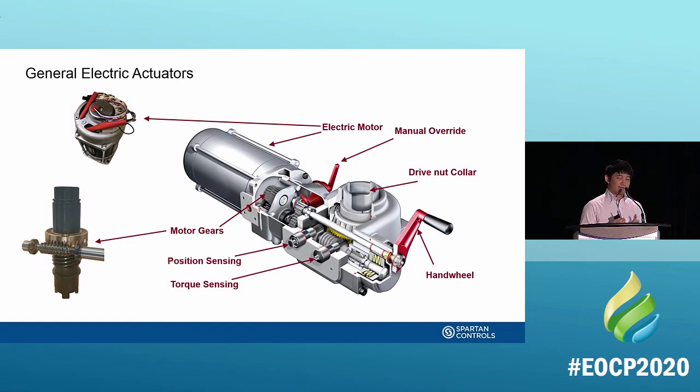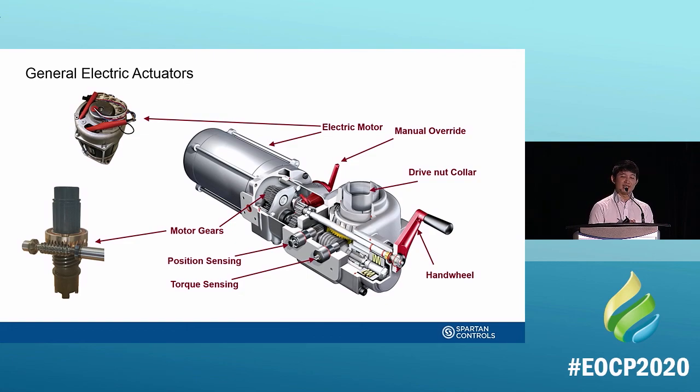Just going over the general parts of an electric actuator. An electric actuator will always have a motor, so you can see there an electric motor. It's connected to motor gears, which give you the mechanical advantage to get that torque. Oftentimes, that mechanical gearing will be connected to a worm gear or spur gears that are connected to some sort of drive nut or stem nut, which is connected to your valve. With electric actuators, as opposed to pressure-loaded actuators, you wouldn't know when the valve has opened or closed unless you have some sort of position sensing.